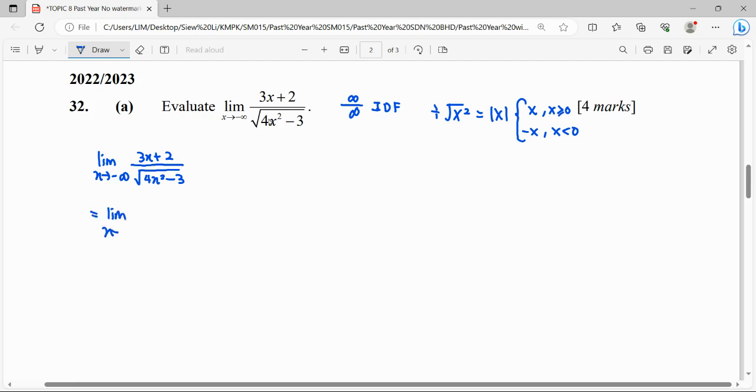So when we divide the surd part, we divide by surd x squared. So 4x squared over x squared together minus 3, because we have surd 4x squared minus 3 divided by surd x squared. We can write it together.